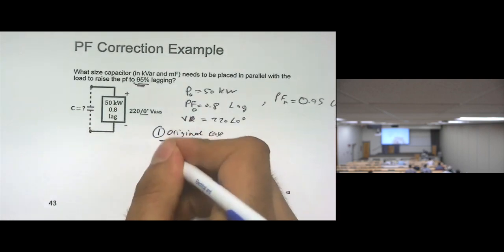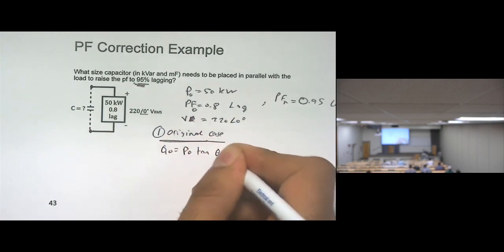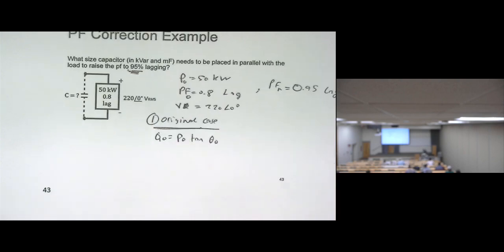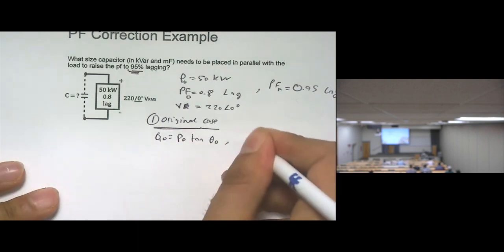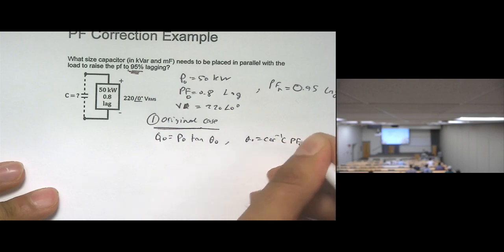So QO equals PO times tan theta O. That's given in the worksheets. How can I find this? I know PO, but I don't know theta O. How can I find theta O? We can say theta O is actually cosine inverse of the original power factor, right?